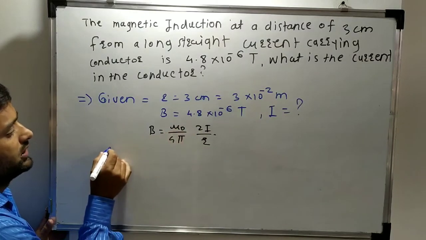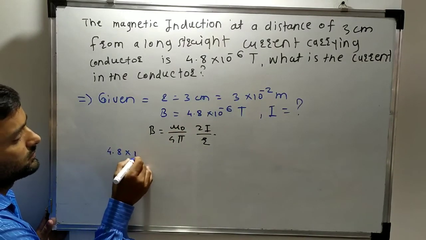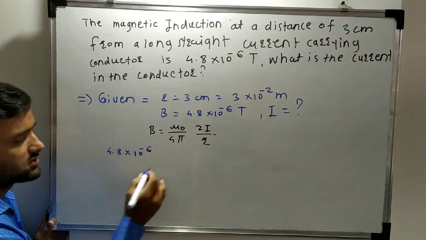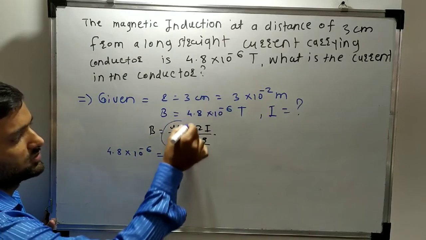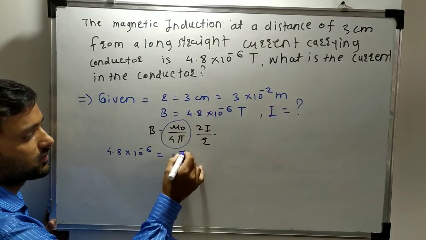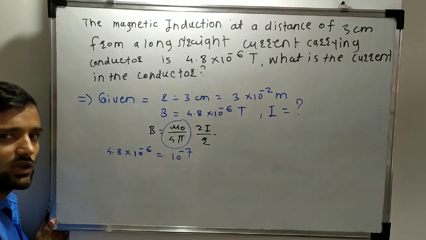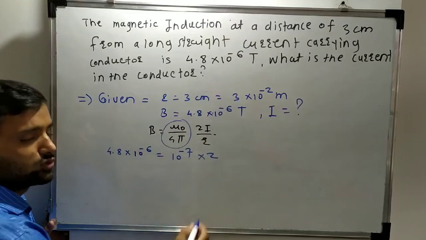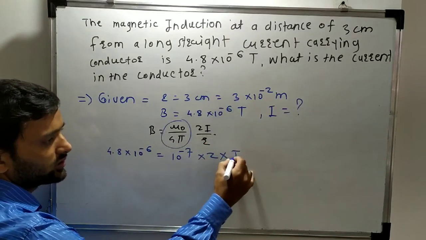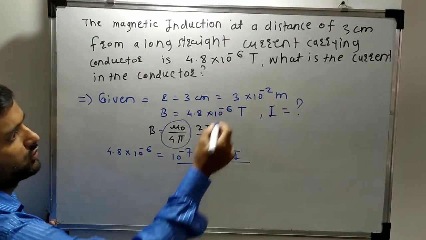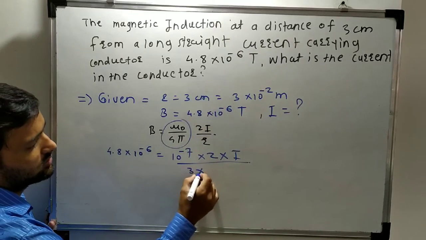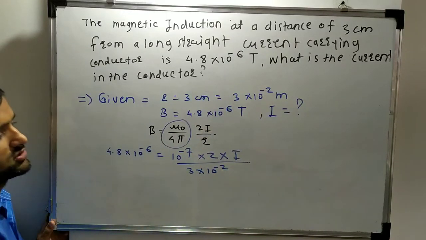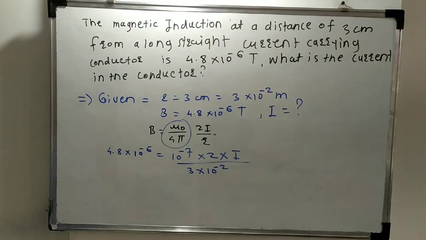What is the value of B? 4.8 into 10 raised to minus 6. What is the value of this term? 10 raised to minus 7, we can write it directly, into 2 into I divided by what is the value of R? 3 into 10 raised to minus 2. So we have put the values of all given terms.